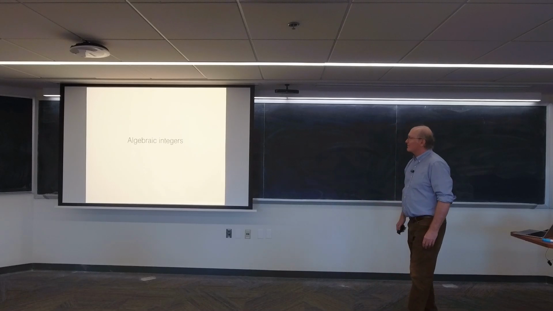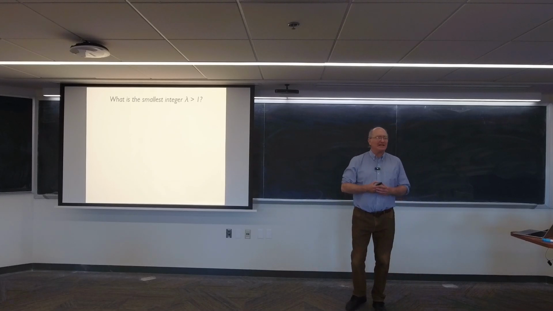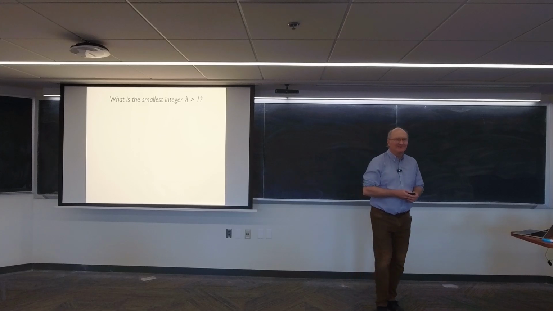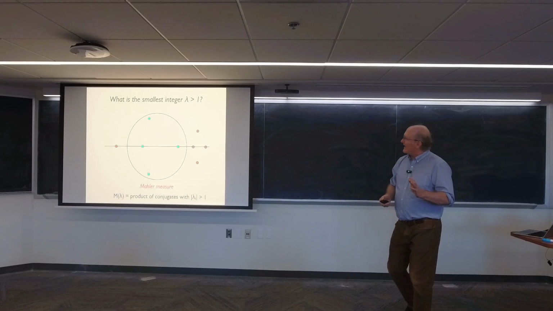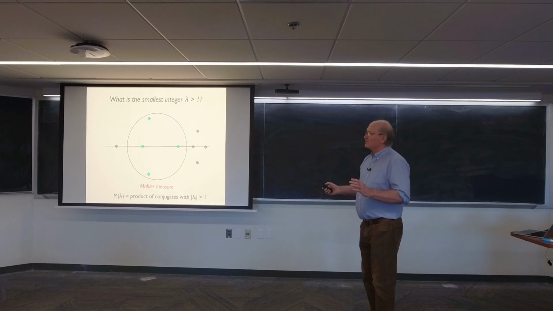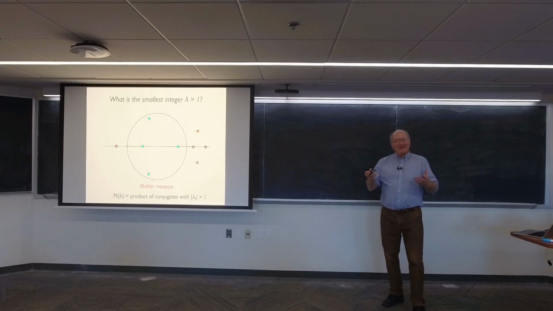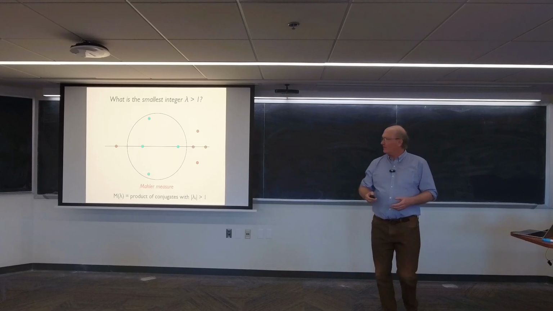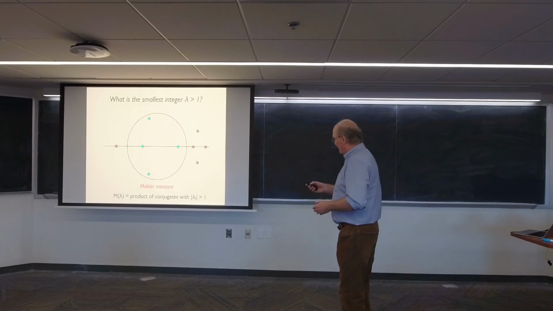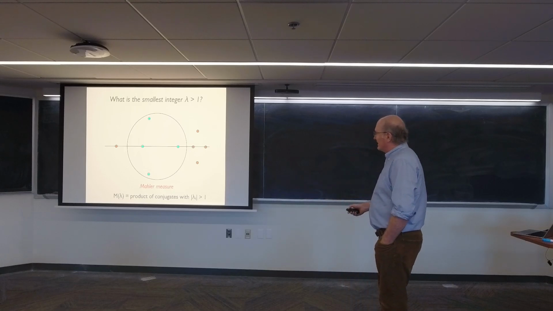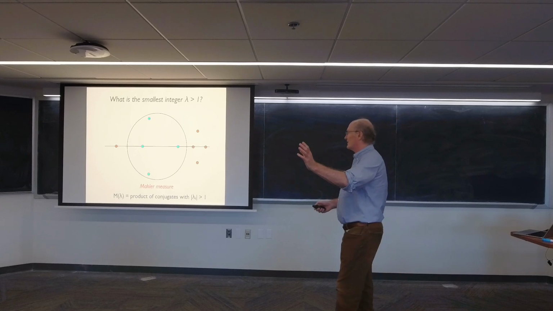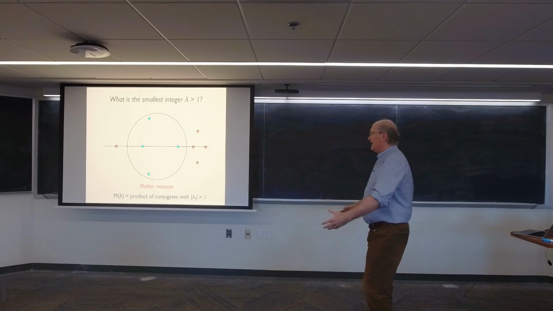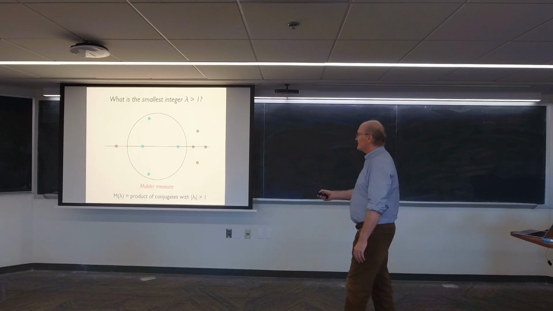Okay, so here's the warm-up question. What is the smallest integer bigger than 1? Now, before you answer, let me tell you that by integer, I mean algebraic integer. So the roots of a monic polynomial with integer coefficients. And by smallest, I mean the following. When you have an algebraic integer, it shouldn't be thought of as coming along as a single number in the complex plane. You have all the roots of its minimal polynomial, all of its Galois conjugates.